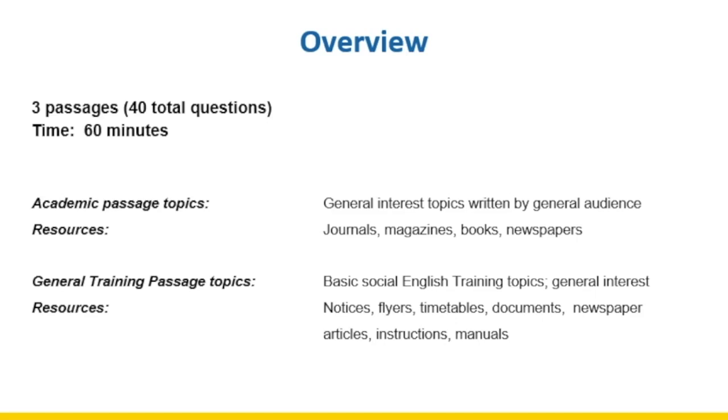And if you are taking general training IELTS, your topics are going to be from basic social English training topics, and also general interest notices, flyers, timetables, documents, newspaper articles, instructions, and manuals. So these are the types of resources you are going to have if you are taking the general training passage. So remember, we have 3 passages and 40 questions in 60 minutes to complete this part of the test.